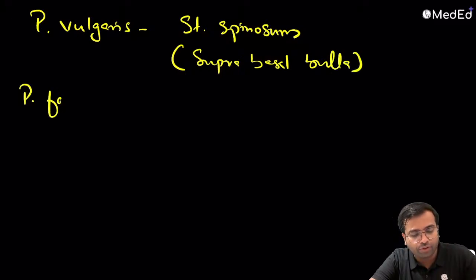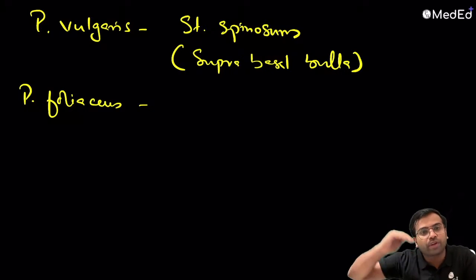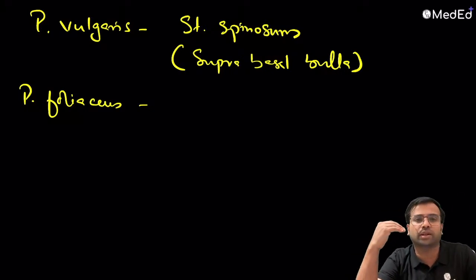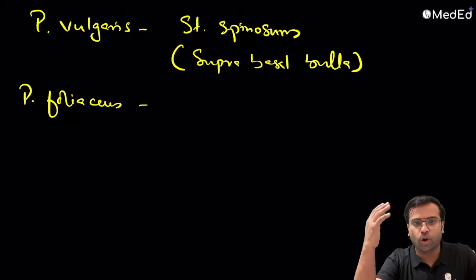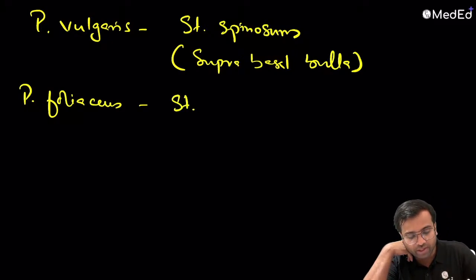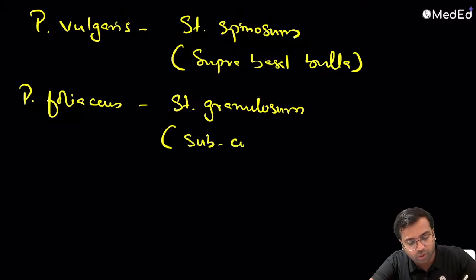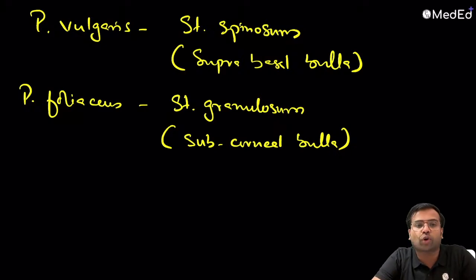Whereas in pemphigus foliaceus, what happens? In pemphigus foliaceus, the bulla is formed very superficially. Very superficially, that is, what is the outermost layer of the skin? The corneum, isn't it? Just below the stratum corneum. So what is the layer? This is going to be the stratum granulosum. So in the stratum granulosum, the MCQ may mention that the patient presents with a subcorneal bulla. That is why we call it pemphigus foliaceus, stratum granulosum, and subcorneal bulla.